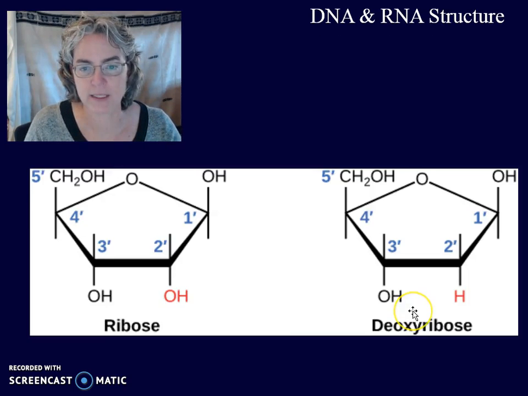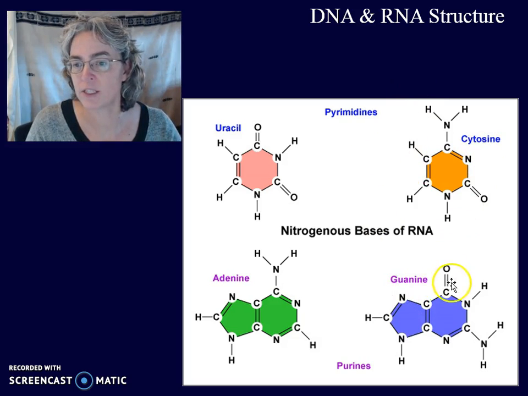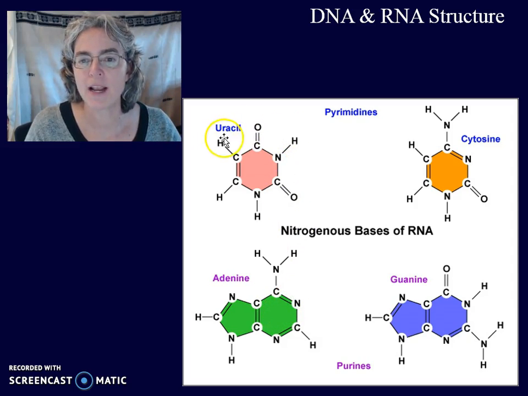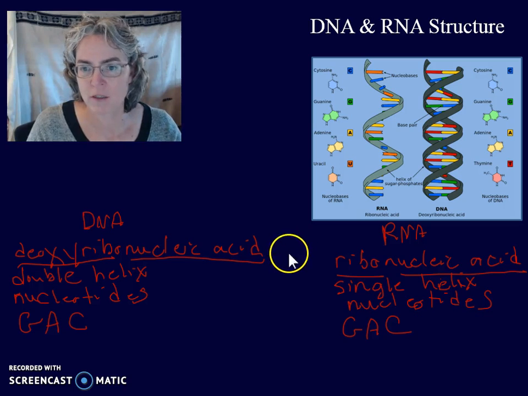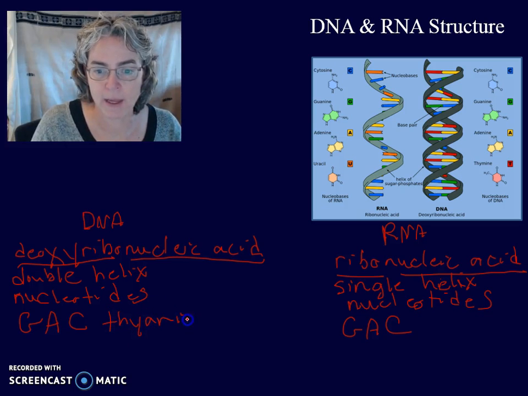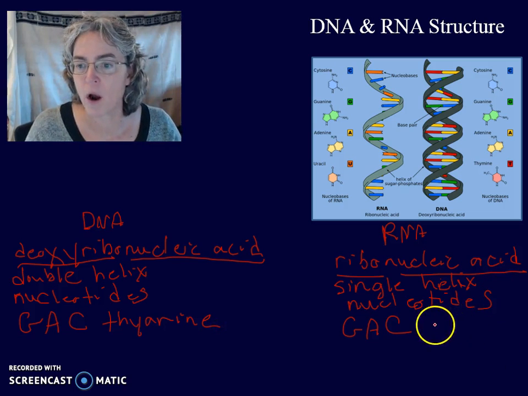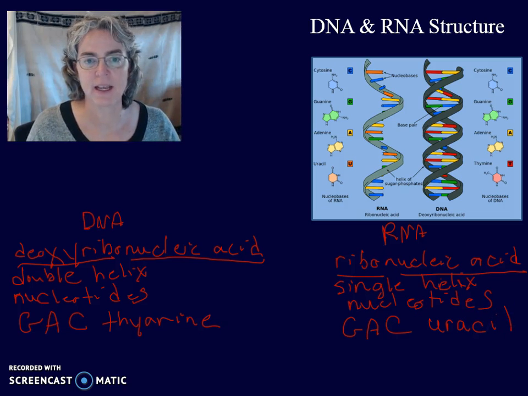But let's take a look. RNA has cytosine, guanine, and adenine, but RNA has a different nitrogenous base in place of thymine. It has a uracil nitrogenous base instead. So DNA has thymine and RNA has uracil instead.